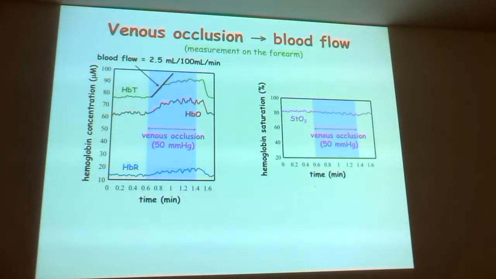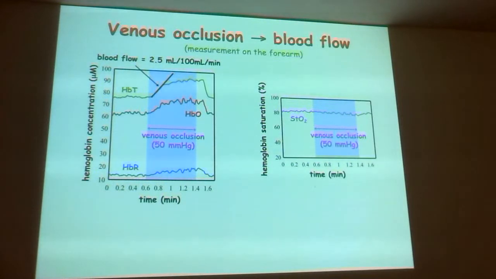So, all right, if you aren't fast enough and you just occlude the veins, you get this increase in total hemoglobin concentration. And if you measure the slope of that, that's telling you the rate at which blood is flowing into the arm, if you're occluding the arm. And so if you know the hematocrit, you actually can convert this slope into a total blood flow. Right? So really cool that you can measure all of these parameters with these simple manipulations.